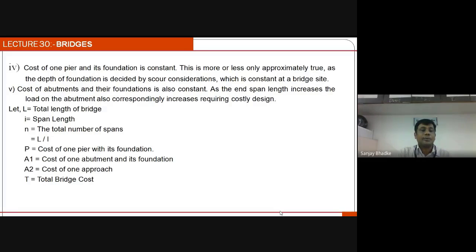So in case of bridges, the cost of the pier and its foundation is constant. This is more or less only approximately true, as the depth of the foundation is decided by the scour consideration, which is constant at a bridge site. So there are various formulas. Normally we can use that formula to calculate the economical span of the bridge.